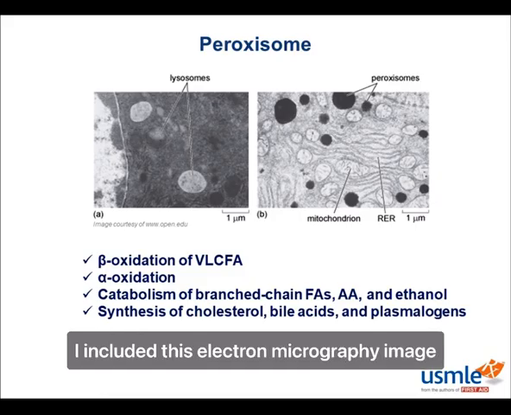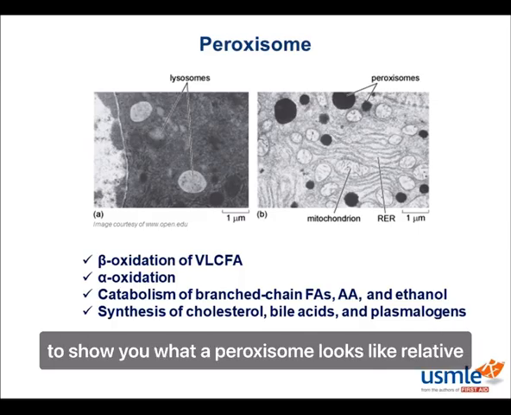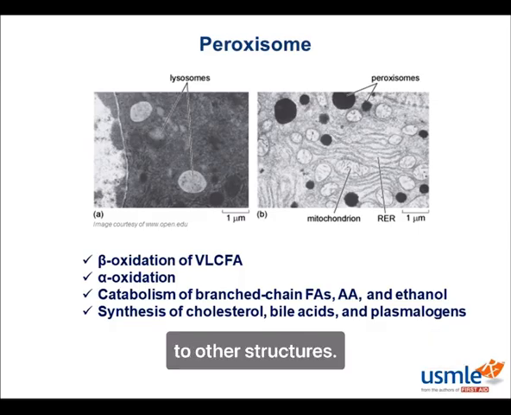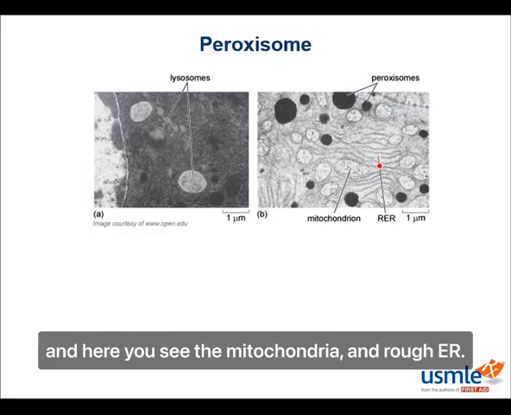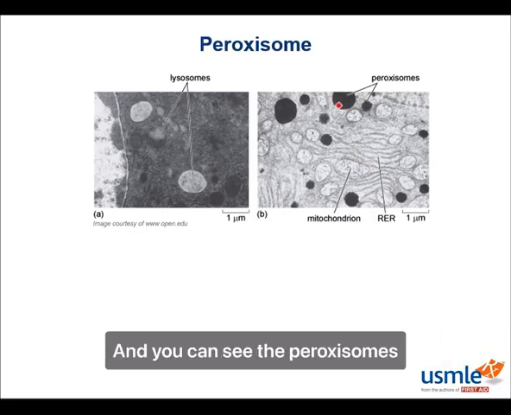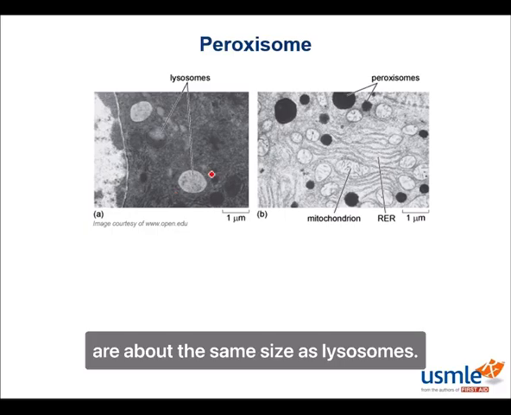I included this electron micrography image to show you what a peroxisome looks like relative to other structures. So here you see the peroxisomes, and here you see the mitochondria and rough ER, and you can see the peroxisomes are about the same size as lysosomes.